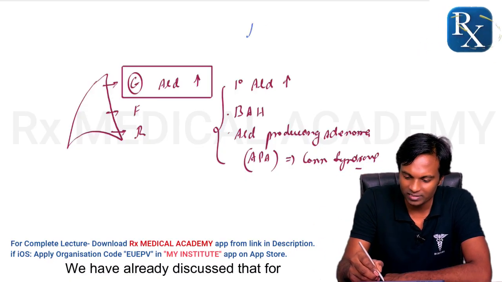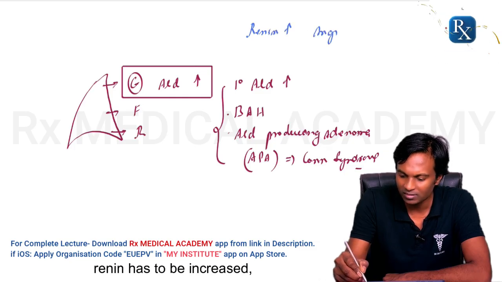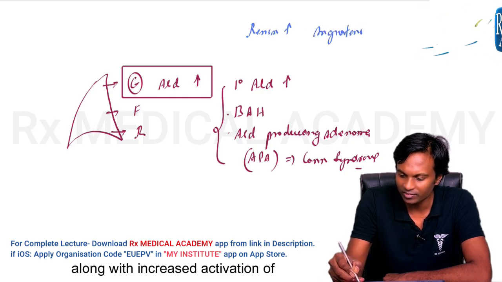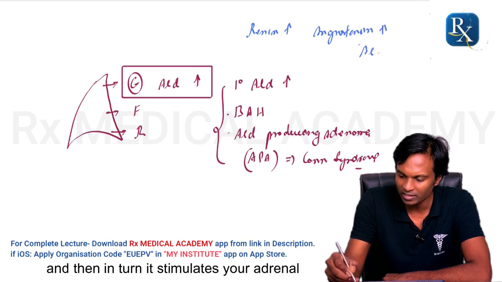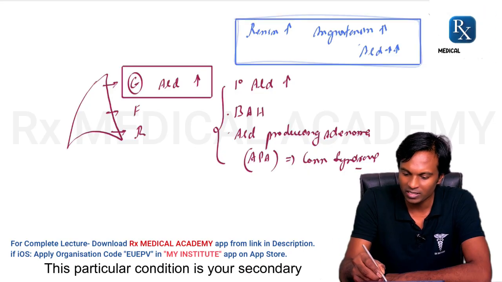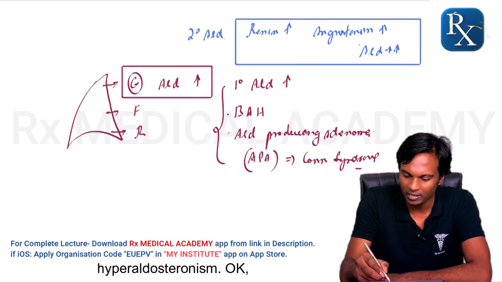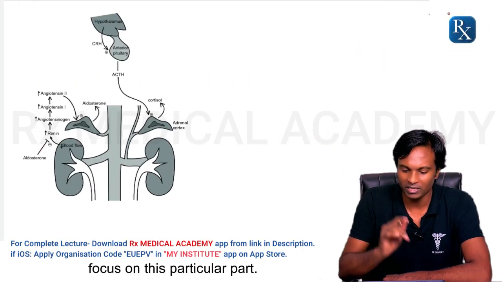We have already discussed that for secondary hyperaldosteronism, renin has to be increased along with increased activation of angiotensin, and then in turn it stimulates your adrenal cortex resulting in more aldosterone. This condition is your secondary hyperaldosteronism. Okay. In this lecture, we are going to focus on this particular part.